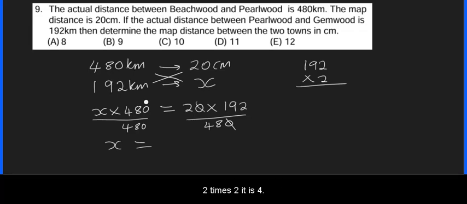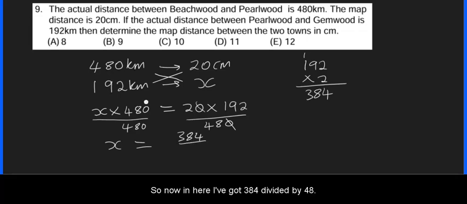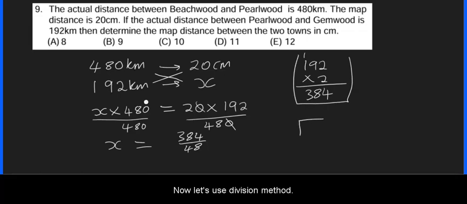What is that? 2 times 2, it is 4. 2 times 9, it's 18. We carry 1. 2 times 1, it is 2 plus 1, it is 3. So now in here I've got 384 divided by 48. Now we can use a long division. Okay, this I'm done with it. Now let's use the division method.